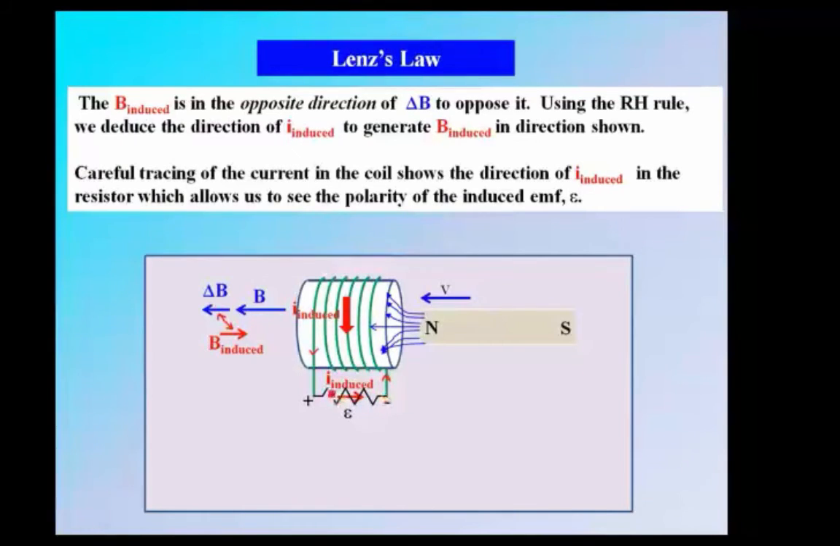What that allows you to do is to say that if current is flowing in this direction, this end of the resistor is plus and this end is minus. What we've got here then is both the direction of the I induced and the polarity of the EMF. So that's again why we put the minus sign there.